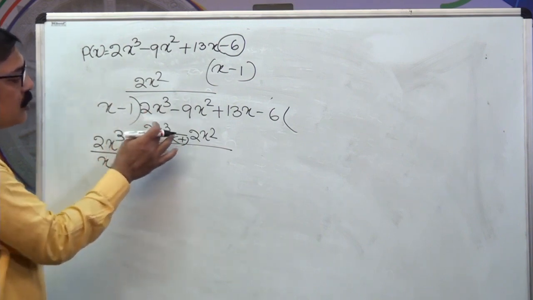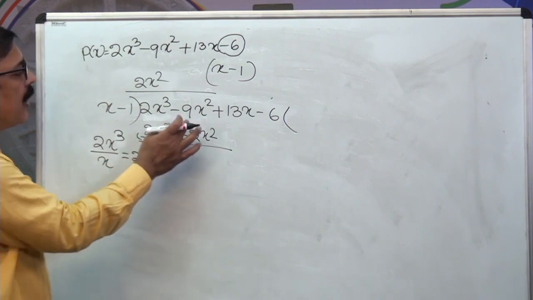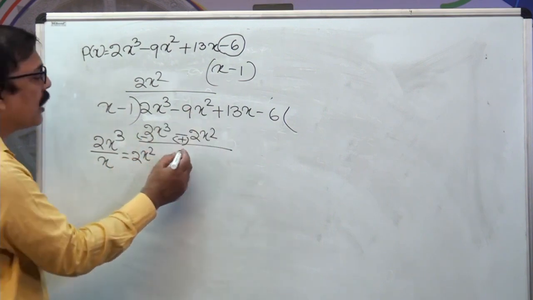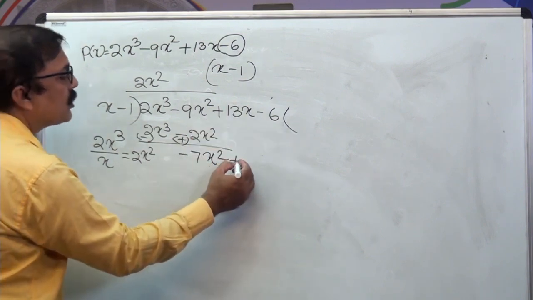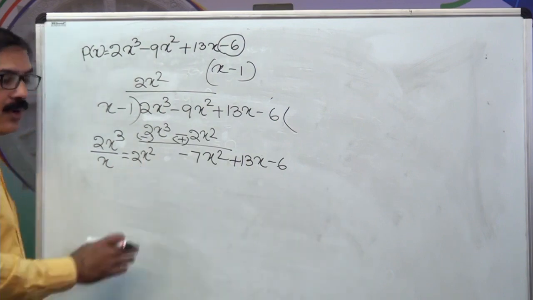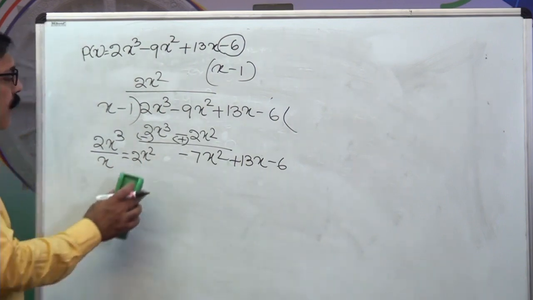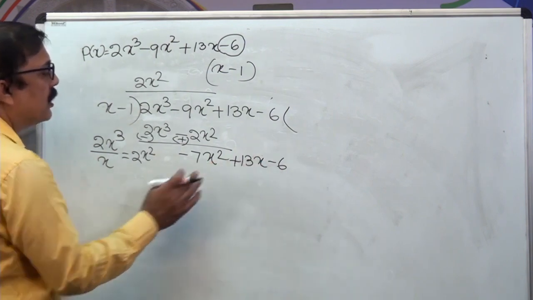Minus 2x³ plus 2x³ is 0. Minus 9x² plus 2x² gives minus 7x². Here it is plus 13x and minus 6. Our new dividend is −7x² + 13x − 6.